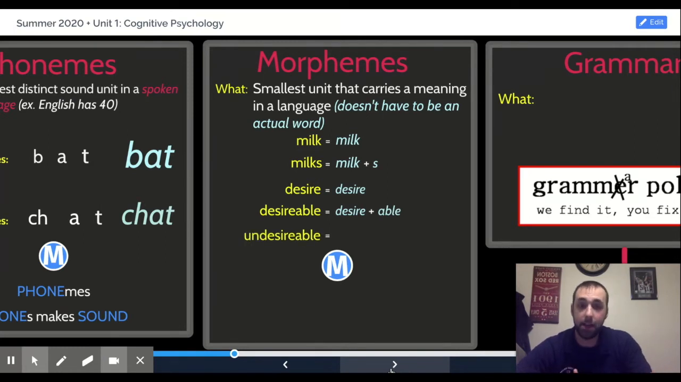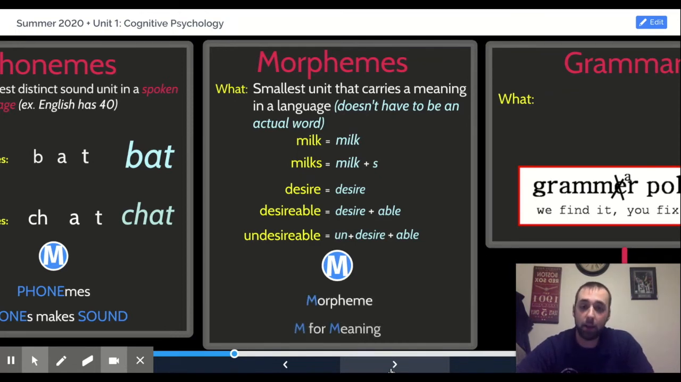The word undesirable has three. UN, when placed at the beginning of a word, such as undesirable, conveys unique meaning. So instead of worrying about sounds and pronouncing words slowly, with this we are essentially breaking down things like S for plural, ing, able, the UN at the beginning of a word, or just singular nouns like the word milk, or other types of words like desire.